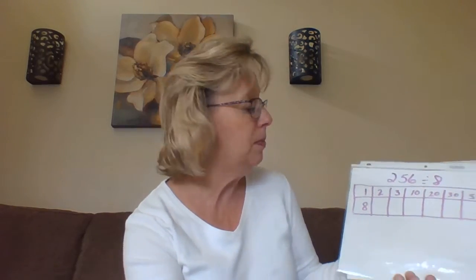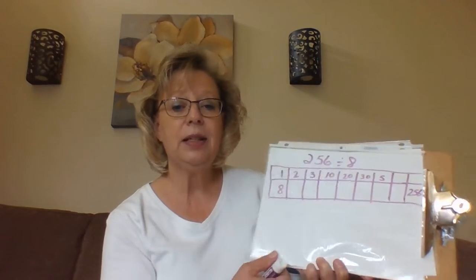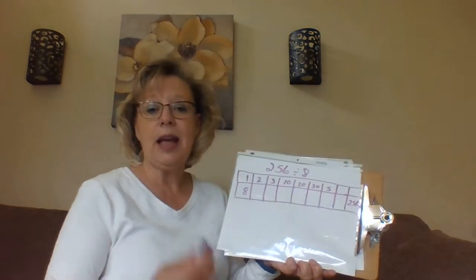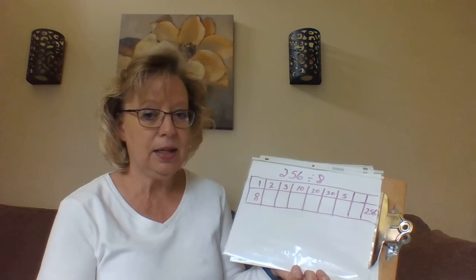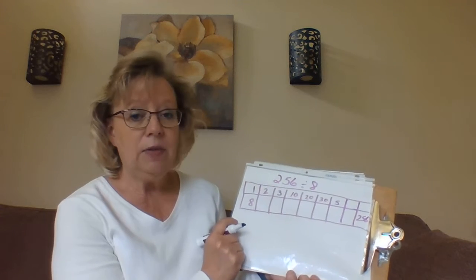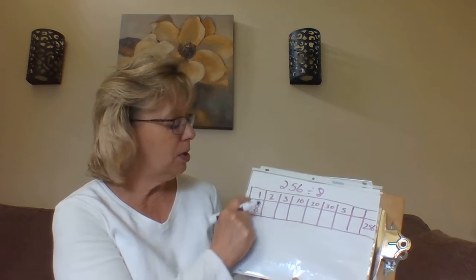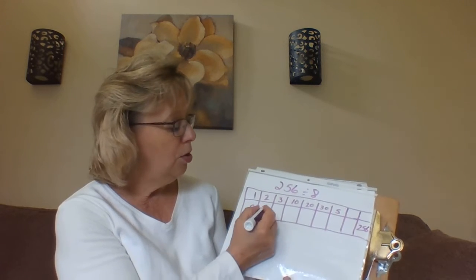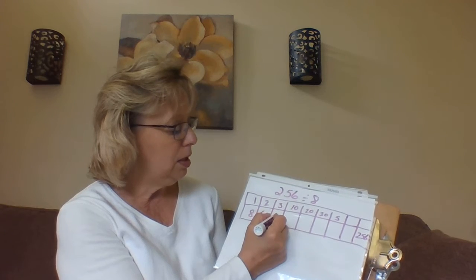I want to share another one with you, because that maybe went by kind of fast. Let's take a look at this problem. Here's a ratio table for 256 divided by 8. So again, if I had 256 apples, and I'm going to put them into 8 baskets, how many would be in each basket? So I'm going to start. I know my divisor right here is 8, so that's going to be my bottom number. So one basket will have 8, 2 would have 16, 3 times 8 is 24.